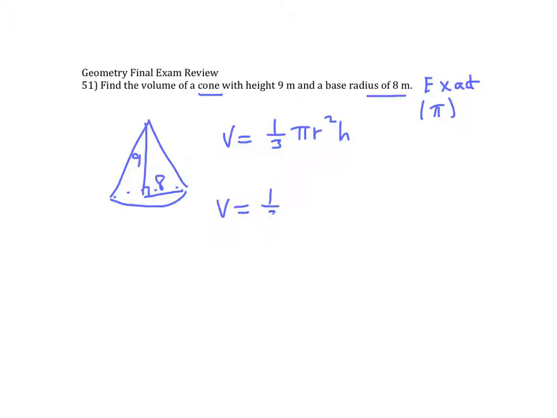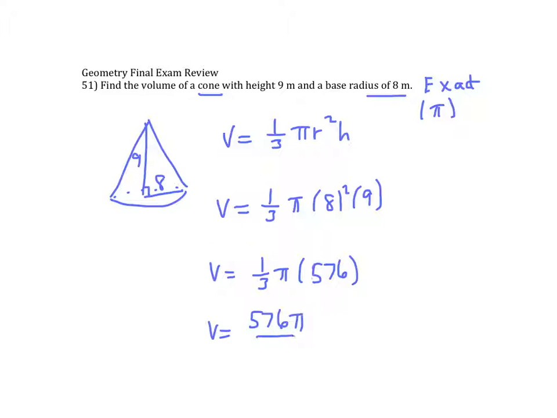So let's plug in our numbers. We have 1/3 times pi times 8 squared times 9. I'm going to leave that 1/3 in there for a second and do 8 squared, which is 64 times 9, and we get 576. So if I simplify this, I can write it as 576 pi all over 3. So take and divide 576 by 3, and we end up with 192 pi meters cubed. Final answer.